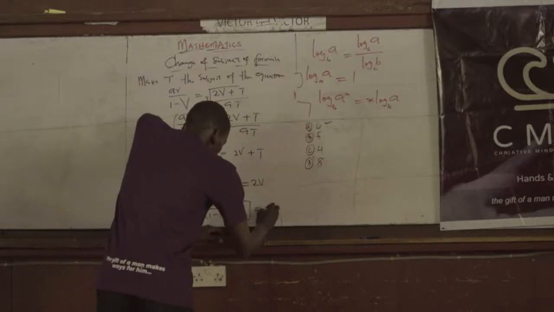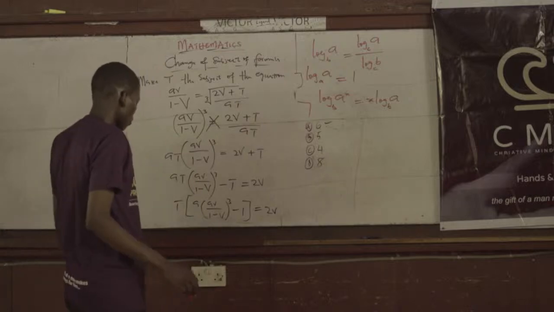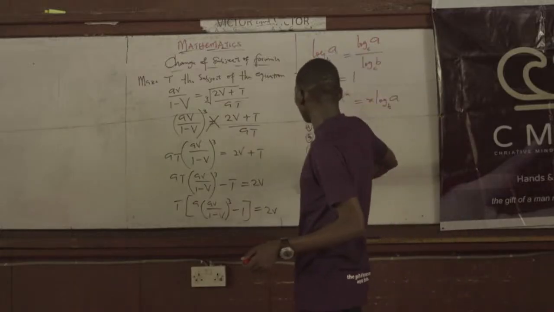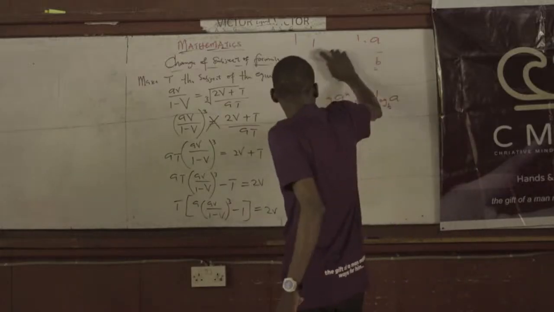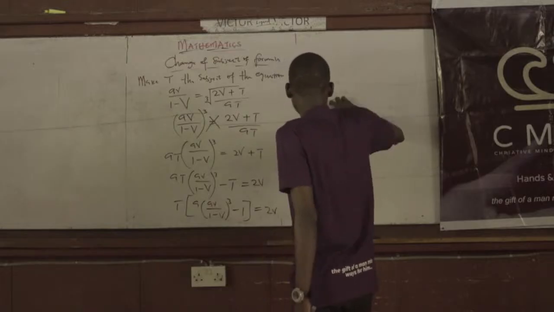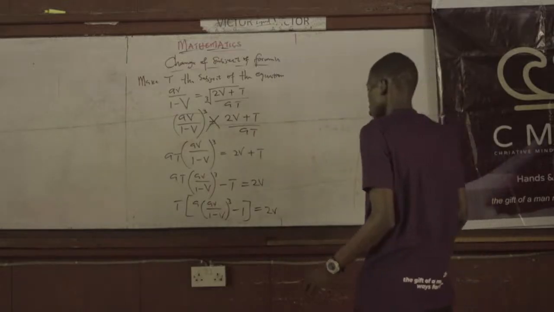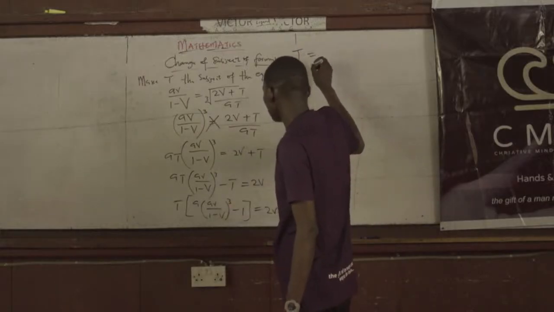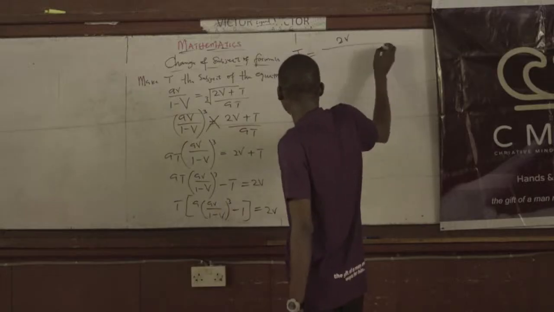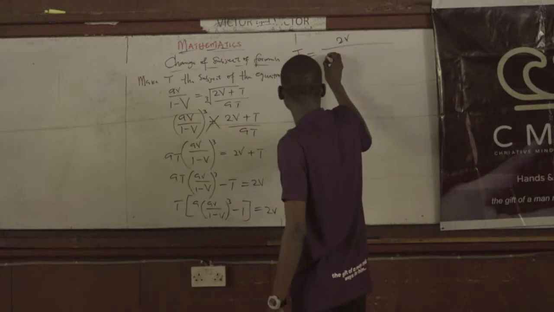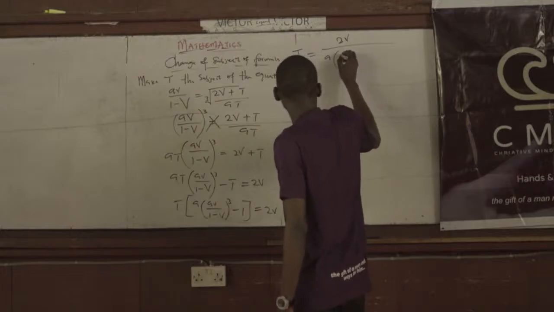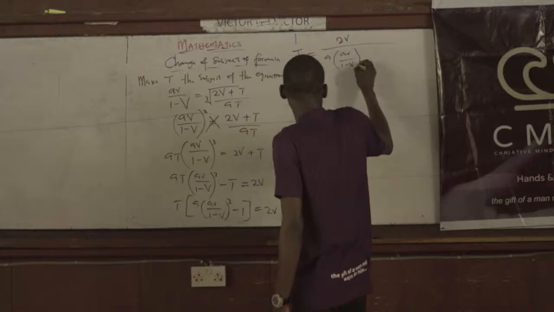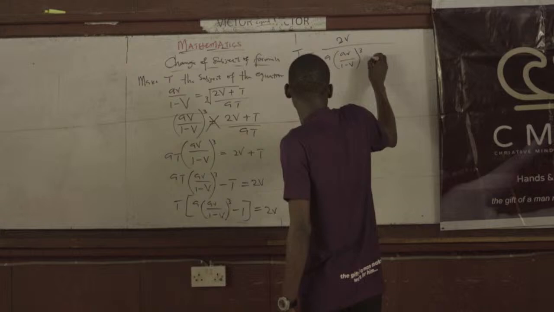So if we equate it over what? Over is equal to 2v. All right, from here now, so far we've already factorized t out of them. We can easily make it the subject of the formula like that. So what are we having here? We can say our t will simply be 2v over what are we going to have here? A into bracket av over 1 minus v all raised to power 3, then minus 1.